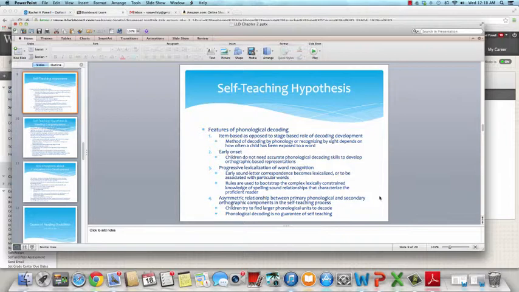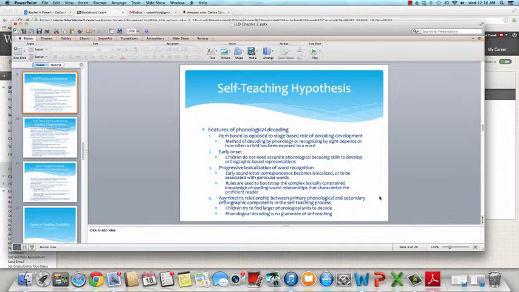Third, the progressive lexicalization of word recognition. Early sound-letter correspondence becomes lexicalized, associated with particular words. Then the rules are used to bootstrap the complex, lexically constrained knowledge of spelling-sound relationships that characterize the proficient reader. Essentially, like the example before, the mountain, fountain example, you recognize the spelling-sound patterns.